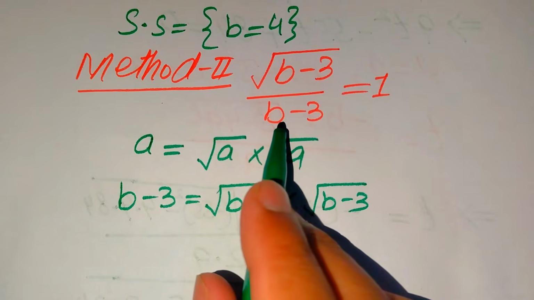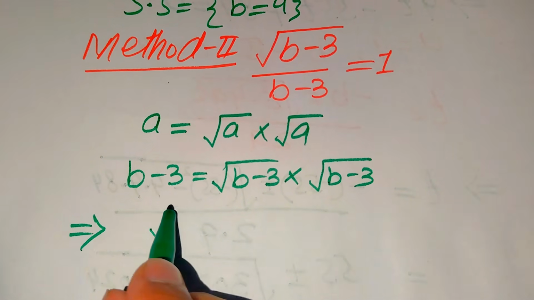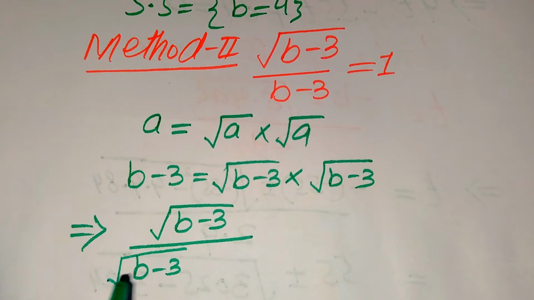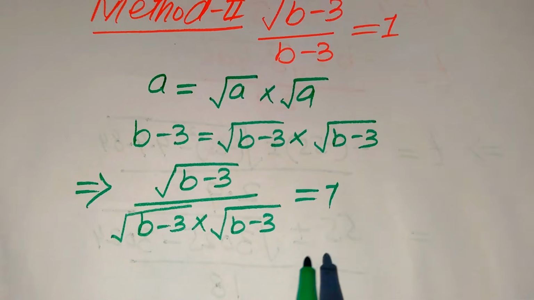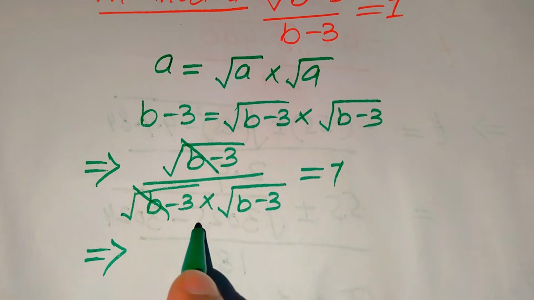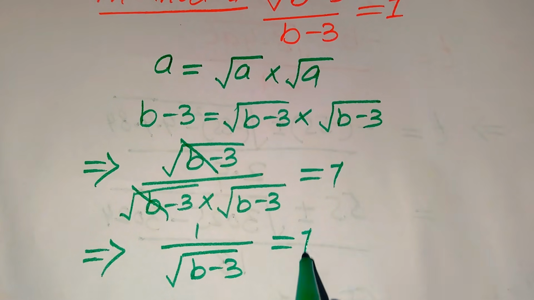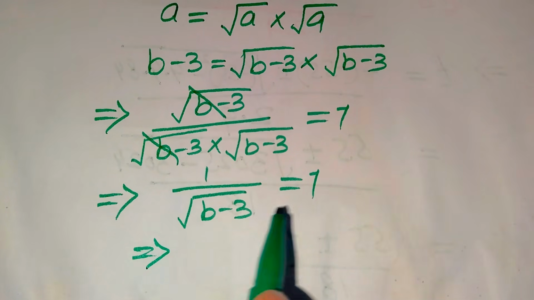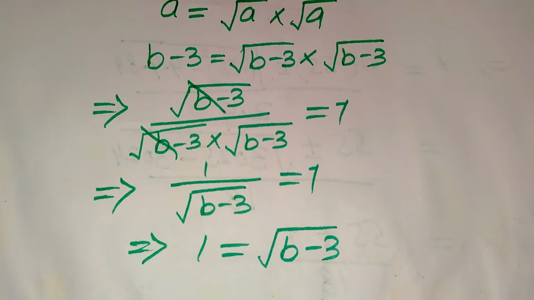So according to this, we replace b minus 3 with square root of b minus 3 times square root of b minus 3. Our above equation is written as square root of b minus 3 divided by square root of b minus 3 multiplied by square root of b minus 3 equals 1. You see that this square root of b minus 3 and this square root of b minus 3 cancel, and here we get 1 divided by square root of b minus 3 equals 1. Now further we move the square root of b minus 3 to the right hand side, and when it is multiplied by 1, we get 1 equals square root of b minus 3.